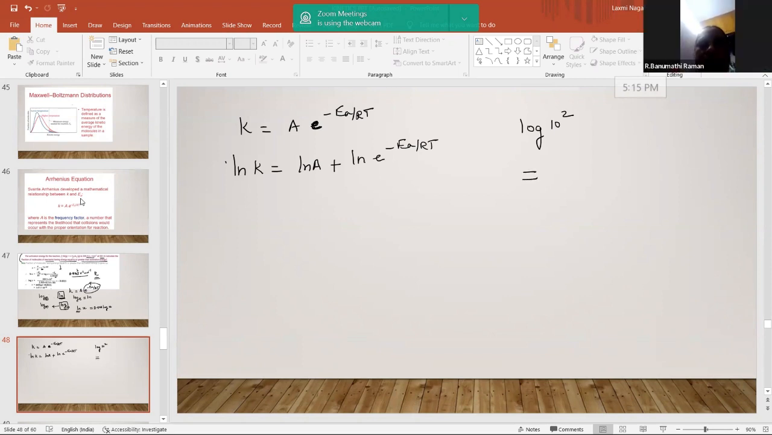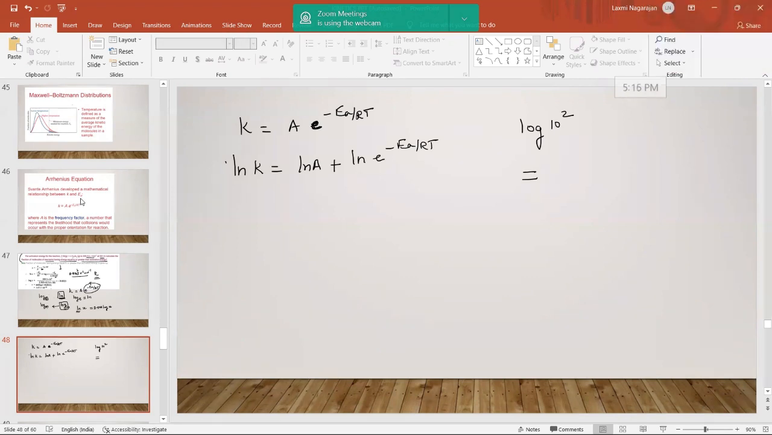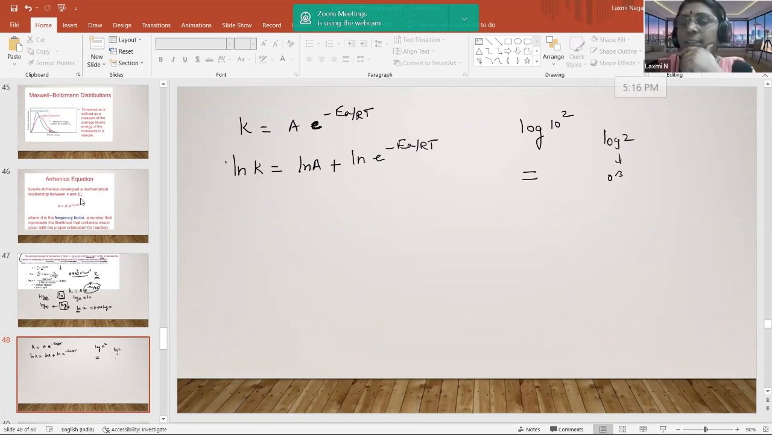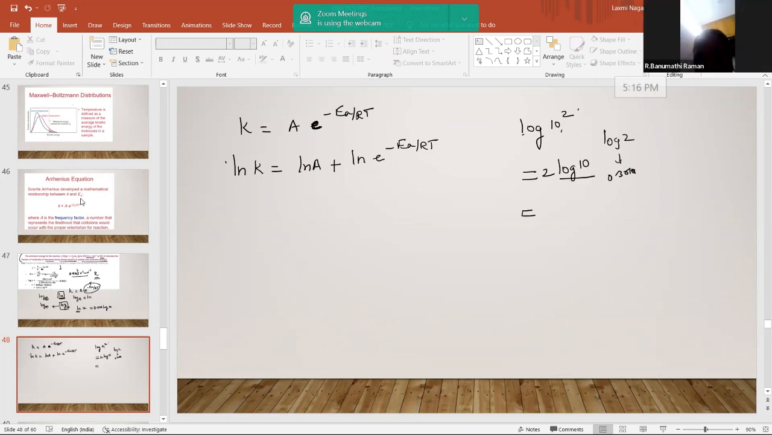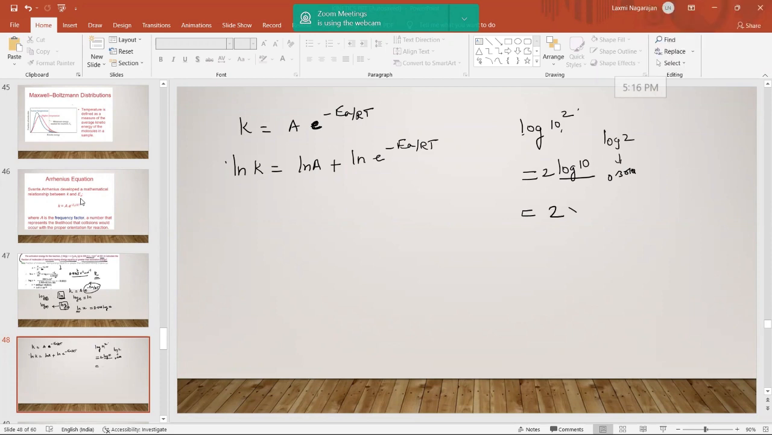0.30. Log of 2 is 0.3010. Log of 2 is 0.3010. Log of 10 to the power 2 is 2 log 10, no? 2 log 10. 2 into 1, 2. This log 10 is anyway 1. So this is 2 into 1, so 2.